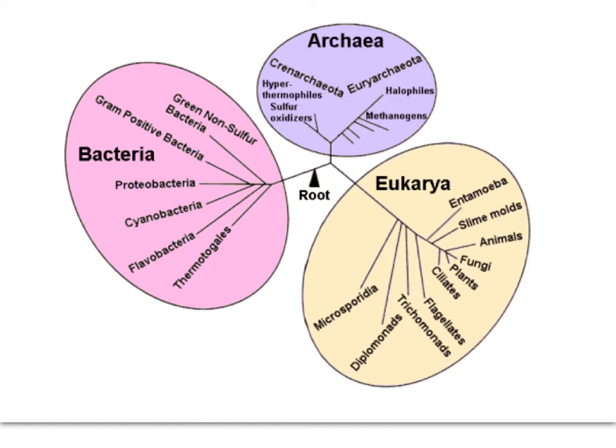Here's a diagram displaying the 3 domains: archaeans, eubacteria, and eukarya. The common ancestor is here. Archaeans are prokaryotic cells that tend to live in extreme environments, hot or salty. Archaeans have certain characteristics that suggest that they're more closely related to eukarya than eubacteria are to eukarya.